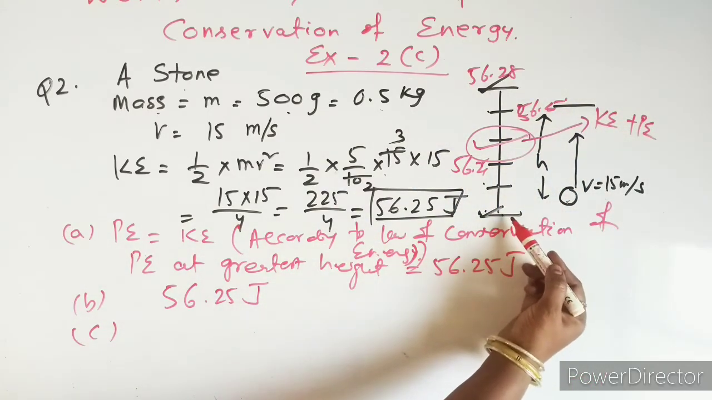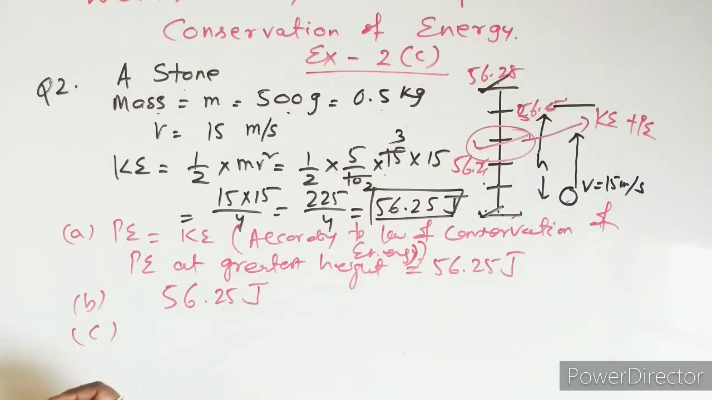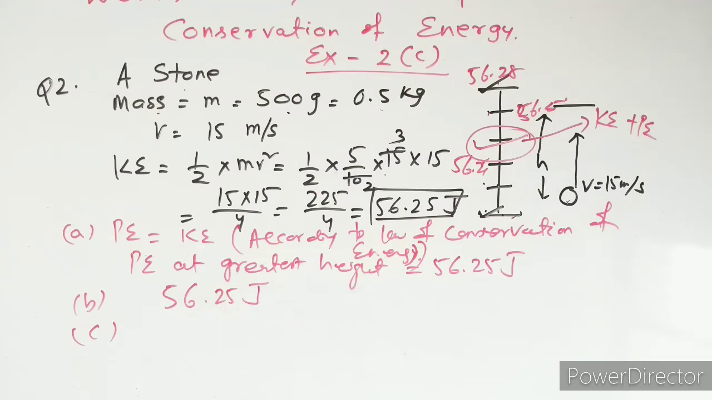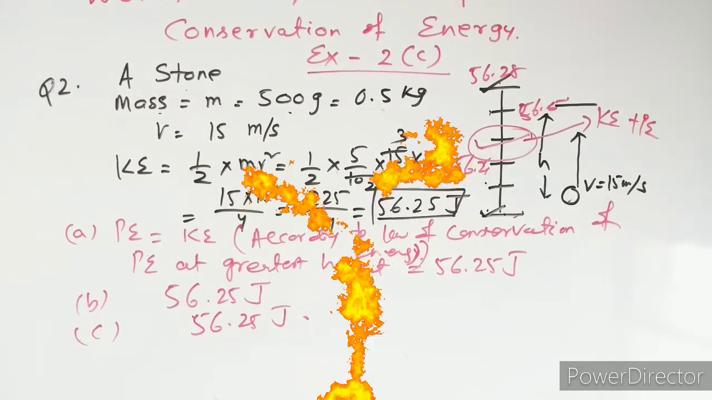At this point it will be kinetic energy, at this point it will be the potential energy, but halfway in between, it will be the combination of kinetic and potential energy. So here too the answer will be the same, 56.25 joule at any instant from the beginning to the end. That will be your answer.